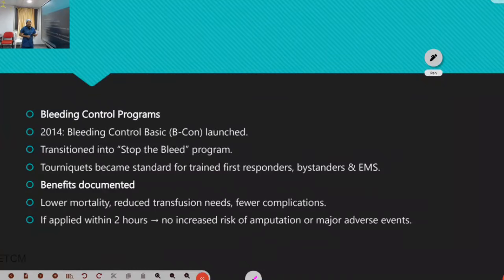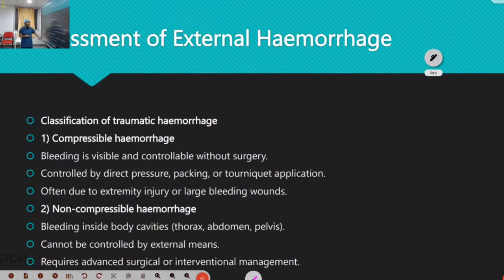Coming to the bleeding control program. After the incident, in 2014, bleeding control programs were launched for medical professionals as well as for the public. It transitioned into the Stop the Bleed program. The tourniquet became standard for trained first responders, bystanders and EMS. The documented benefits were lower mortality, reduced transfusion needs and fewer complications. If applied within 2 hours, there was no risk of amputation or major adverse events.